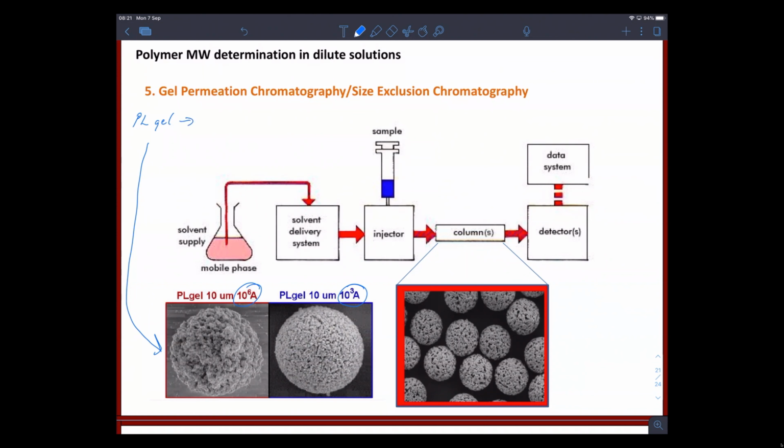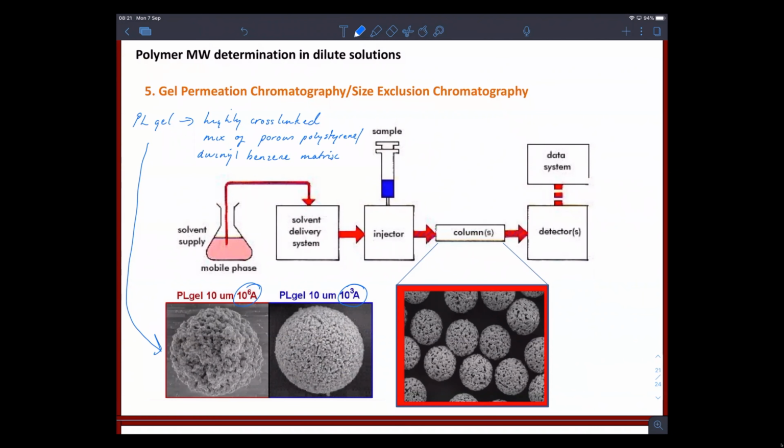So PL gel is a highly cross-linked mix of porous polystyrene and divinyl benzene matrix.